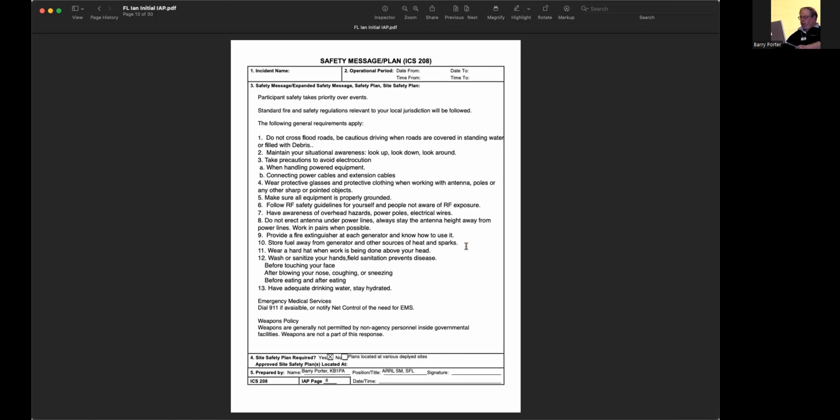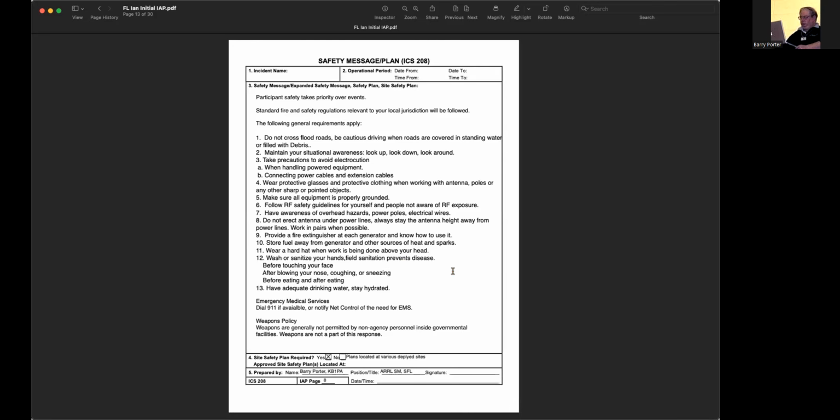Wear a hard hat when work is being done above your head. Wash or sanitize your hands. Field sanitation prevents disease: before touching your face, blowing your nose, coughing, or sneezing, before eating and after eating. And have adequate drinking water and stay hydrated. Very important this time of year in Florida.